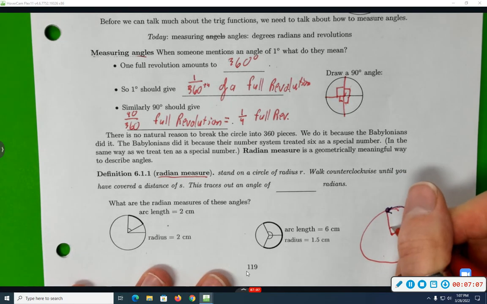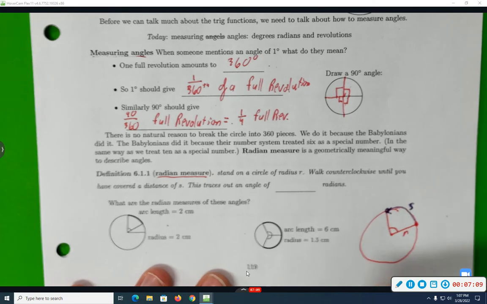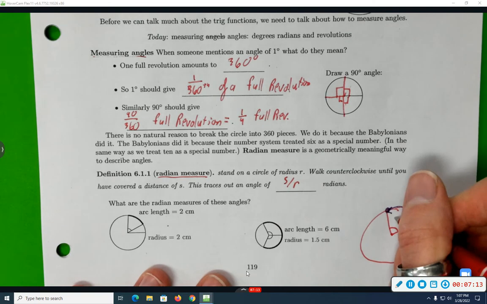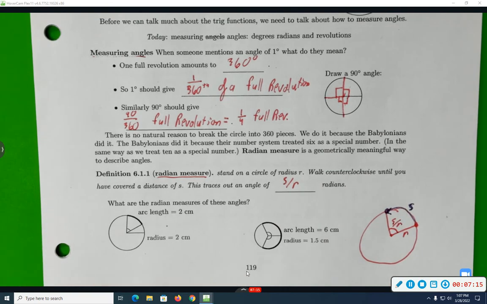The measure of this angle is s divided by r radians. So as a consequence, I'm not making any decision to break the circle up into a bunch of equally sized pieces. I'm just saying we'll cover the distance of that arc. That gives you the radian measure of that angle as a ratio. That makes sense? Like as a definition?